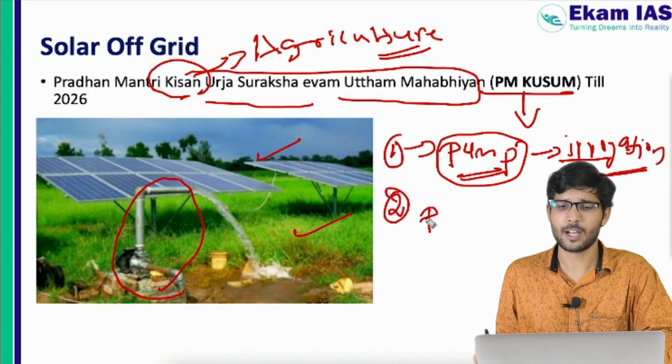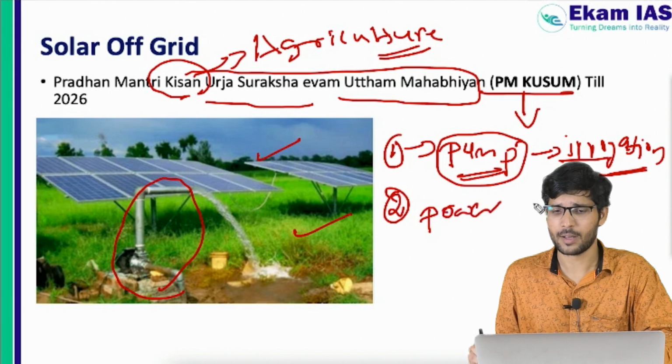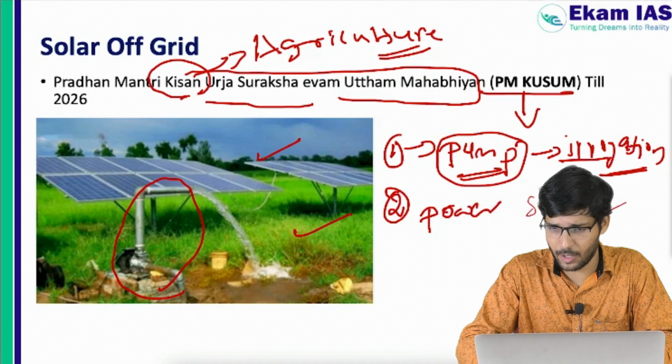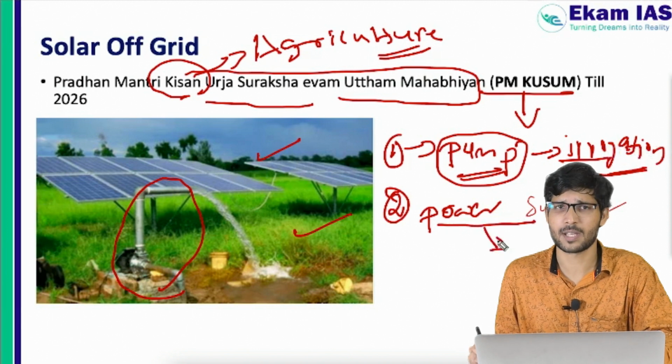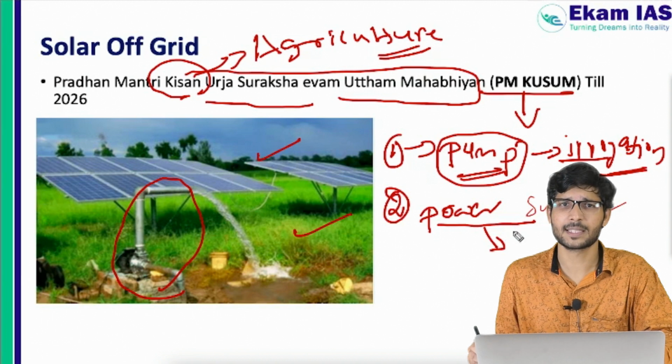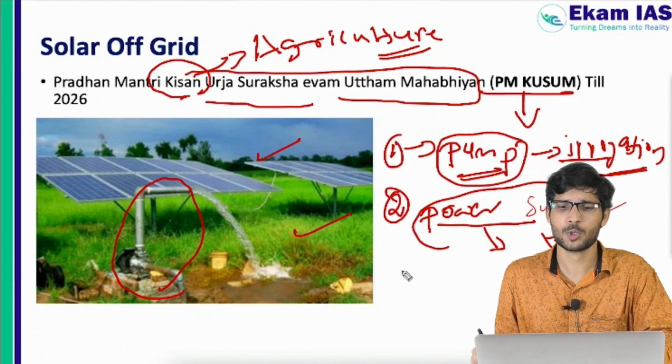Secondly, the government is providing a lot of power subsidy for the agriculture sector, particularly for running agricultural pumps. This scheme is also aiming at reducing the power subsidy. If the government is able to transform the agriculture sector into a solar sector, that is, solarization of agriculture happens, the power subsidy the government gives will be reduced. The government would no longer have to give a lot of subsidy to the agriculture sector. So that will be a fiscal boost to the government.